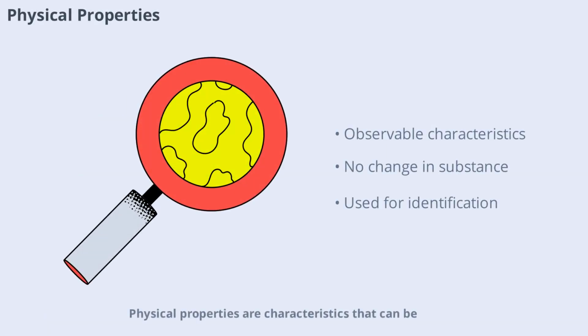Physical properties are characteristics that can be observed or measured without changing the substance itself. These include color, odor, melting point, boiling point, and density. Physical properties help us identify and classify materials. For example, gold is yellow and shiny while copper is reddish-brown. Understanding physical properties is essential for science, engineering, and everyday life.